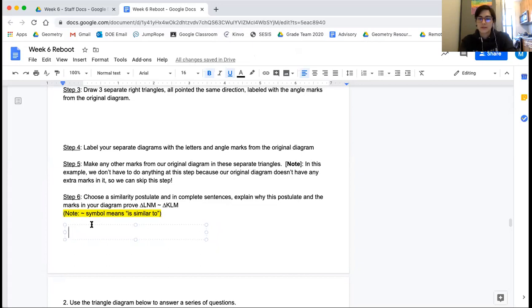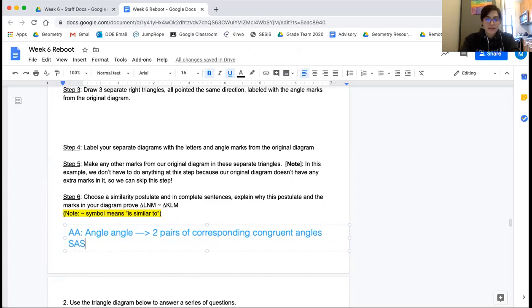You should have thought about them some during the warm-up, but our similarity postulates are AA, which is angle, angle. And for these, we have two pairs of congruent angles, and it's 2 pairs of corresponding congruent angles, actually.